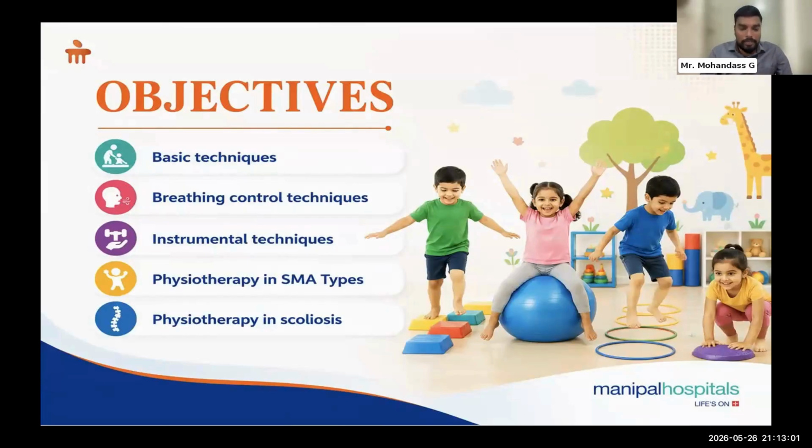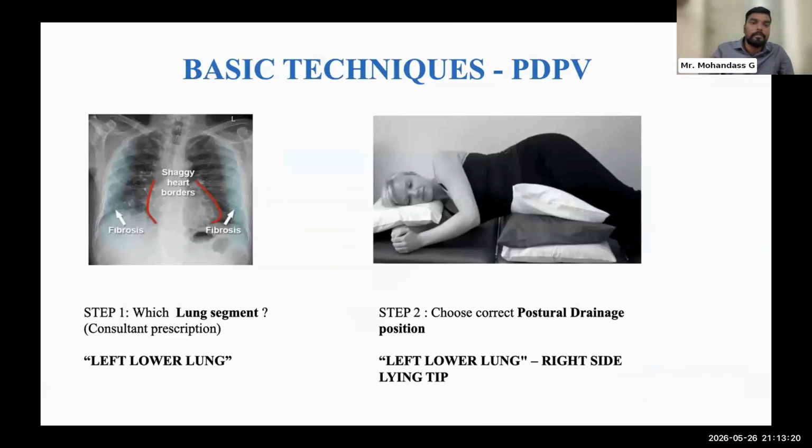So the objective for the respiratory impairment covered and respiratory therapy in SMA is, we will be seeing what are all the basic conventional techniques, breathing control techniques, and instrumental techniques that have already been available and already been practiced clinically, and what are all the physiotherapy for different SMA types and physiotherapy in scoliosis along with the evidences.